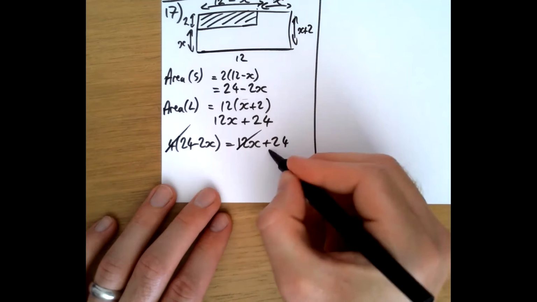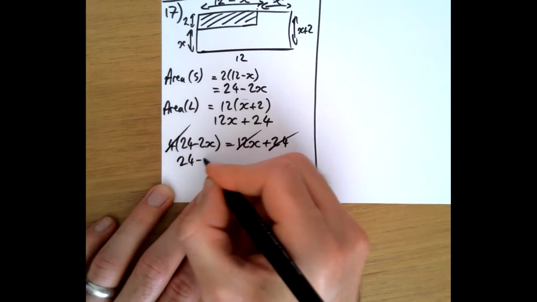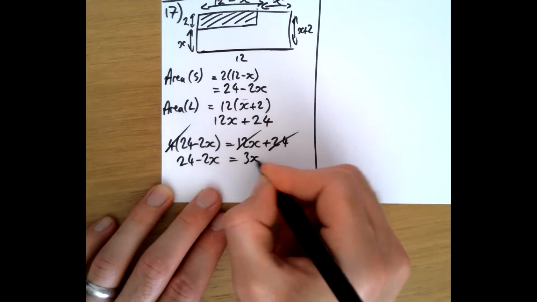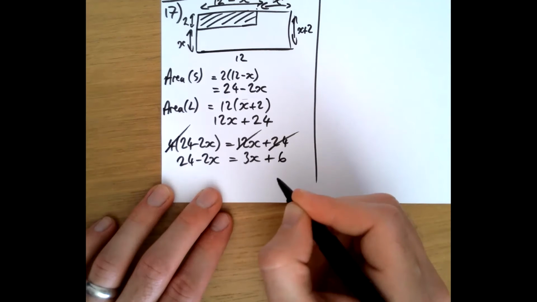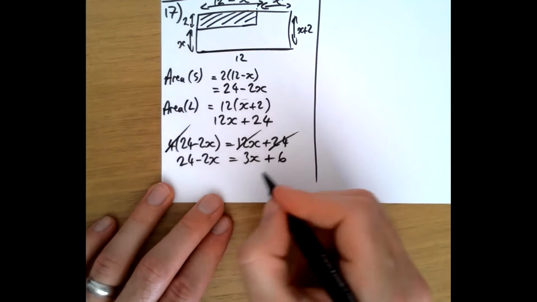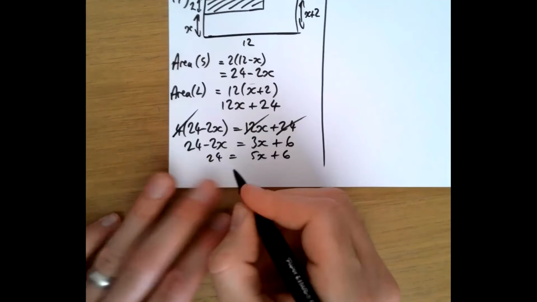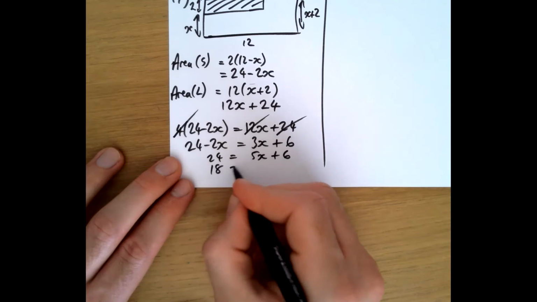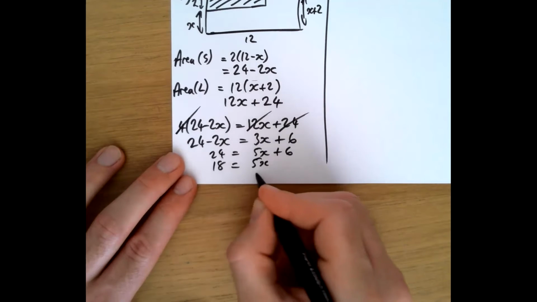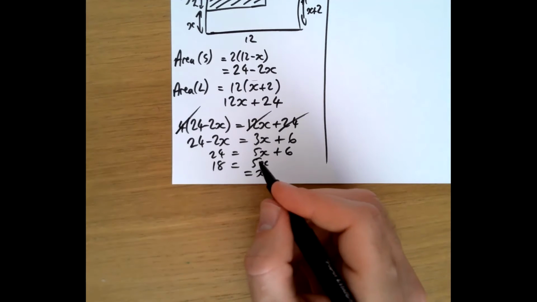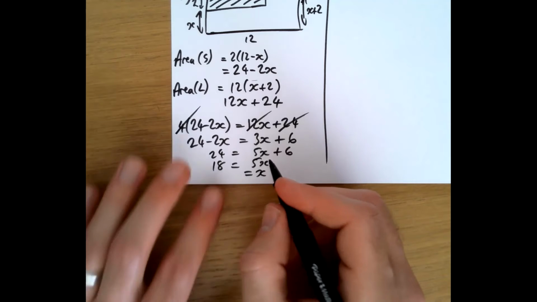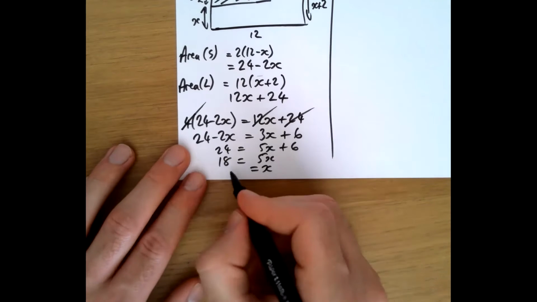And we've got 24 minus 2x equals 3x plus 6. Add 2x to both sides, so you've got 24 equals 5x plus 6. Take away 6, 18 is 5x, divide both sides by 5. 18 divided by 5. Does it tell you to do it as a decimal? You could leave it as a fraction, or you could just put 3.6.